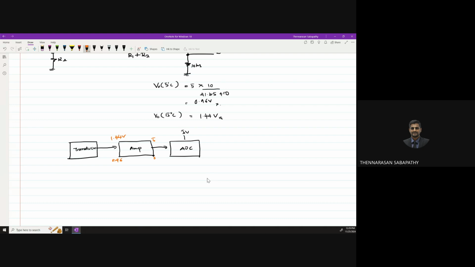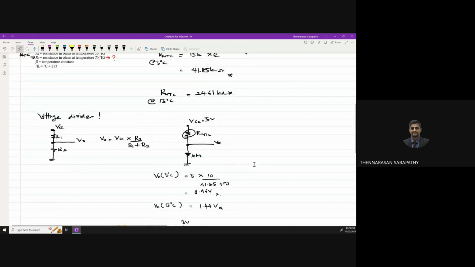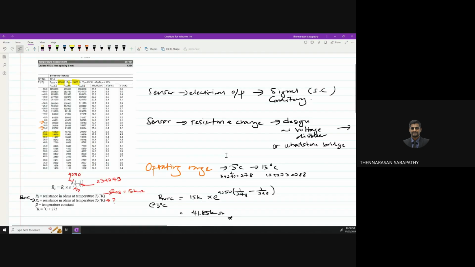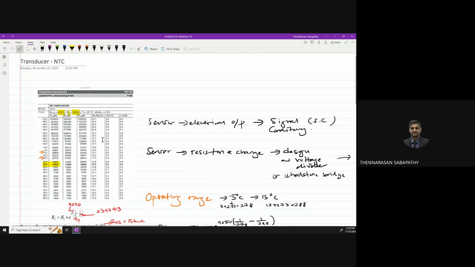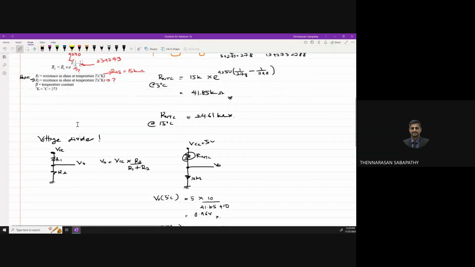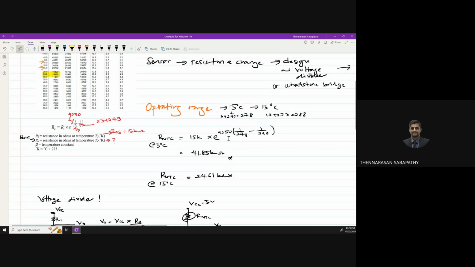That we will study in the signal conditioning chapter. Okay? I hope you understand what we are trying to do here, at least on how to use the data sheet and understanding this equation, using the equation correctly without any carelessness.